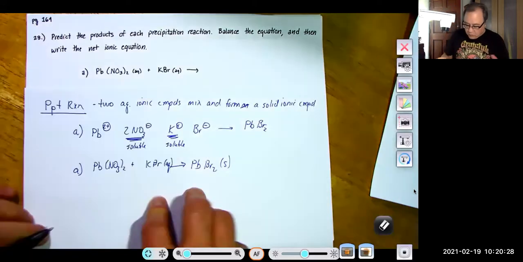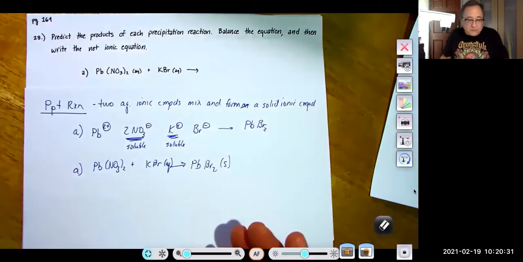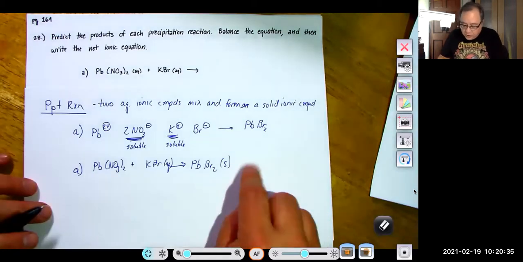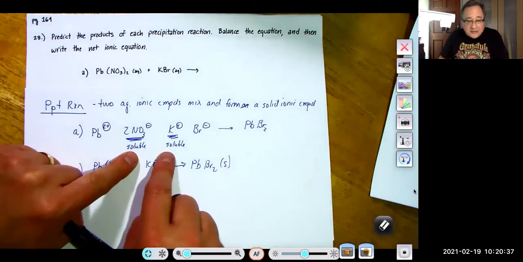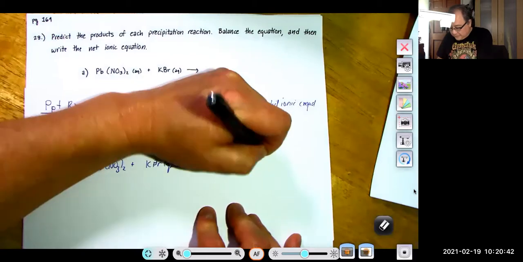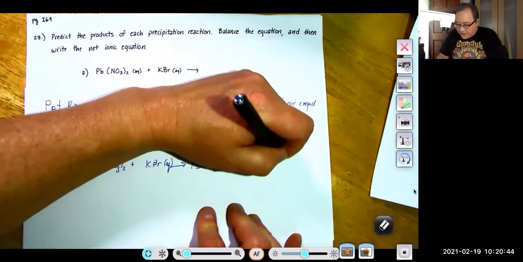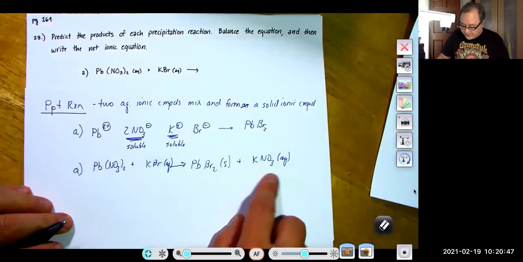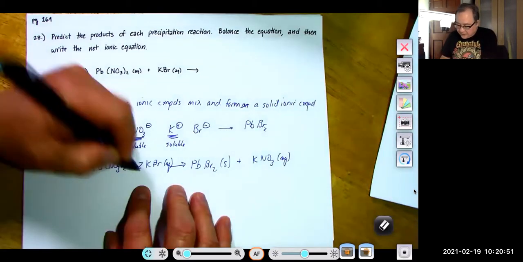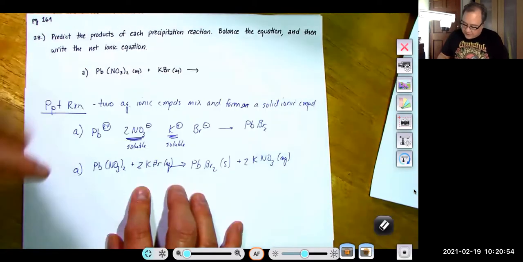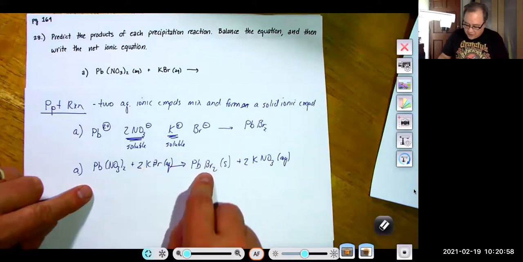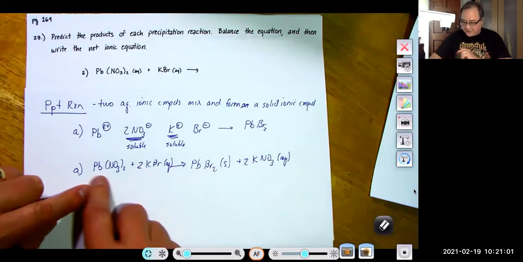Now, what do you want to do? Well, you want to figure out what this other piece is. This other piece is going to be the 2 ions that are not going to meet together and form a solid. And because they're always soluble, that will be aqueous. And we just have to worry about balancing now. So if I put a 2 here and a 2 here, we'll see that I have 2 potassiums, 2 bromides, 2 bromides, 1 lead, 2 nitrates, 2 nitrates.